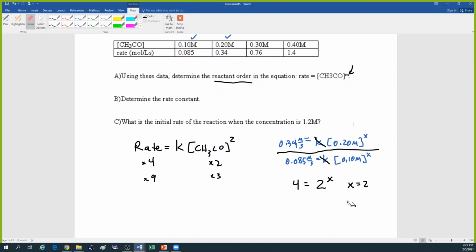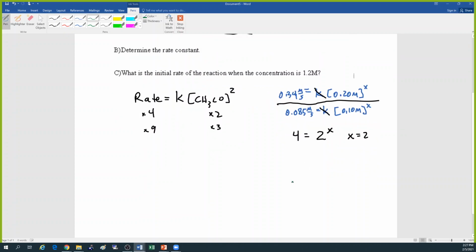What if the numbers aren't pretty? What if it wasn't obvious that x had to be 2? There's a really cool trick we can do. Logarithms. In other words, if you took the log base 10, or any log really, it doesn't matter which base you use for this, but if you took the log of both sides, you would have gotten that the log of 4 equals x times the log of 2, right? And that's how you can solve for that unknown x.